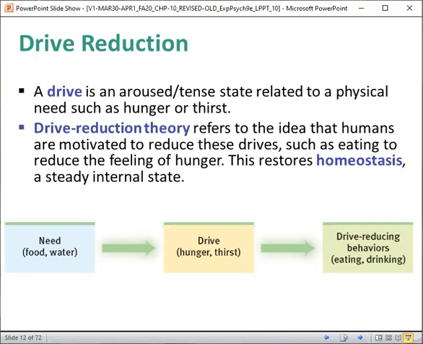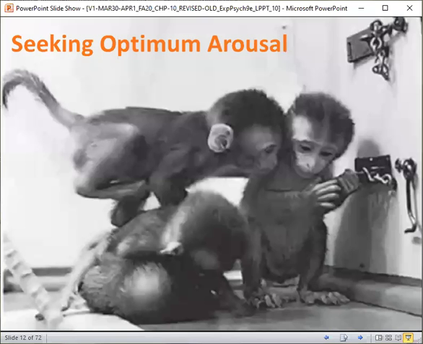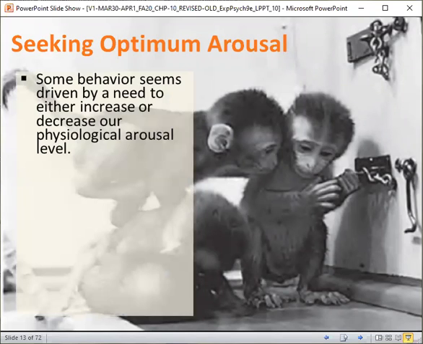So that's drive reduction. The other motivating thing that we see is optimum arousal, okay? Think about arousal in this sense, about curiosity, as we can see with these monkeys here. Some behaviors seem to be driven by a need either to increase or decrease our physiological arousal. It seems that curiosity can be considered a basic need or drive to get to know one's environment, to improve the chances of survival. However, in this model, curiosity is seen as a way of seeking an optimum arousal level. You just need more of it.